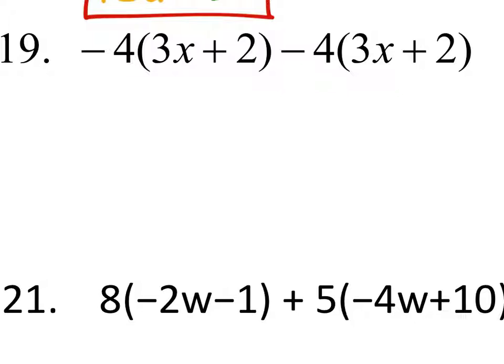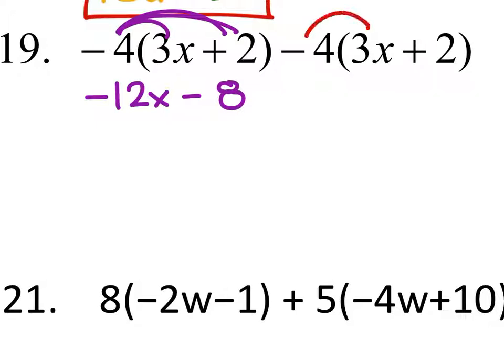So on this one, I'll skip that step because not everyone needs it. I'm distributing this negative 4 into the parentheses. So in other words, I have negative 4 sets of 3x plus 2. Well, negative 4 times 3x would be negative 12x. And then the negative 4 times the 2 would be negative 8. Now notice, I didn't put plus negative 8. I just made that a negative 8. So I made that a minus 8 right there.